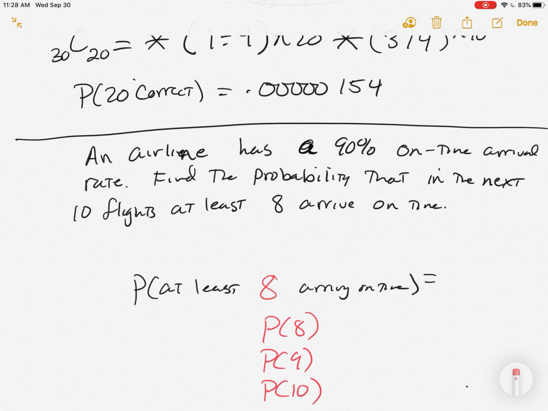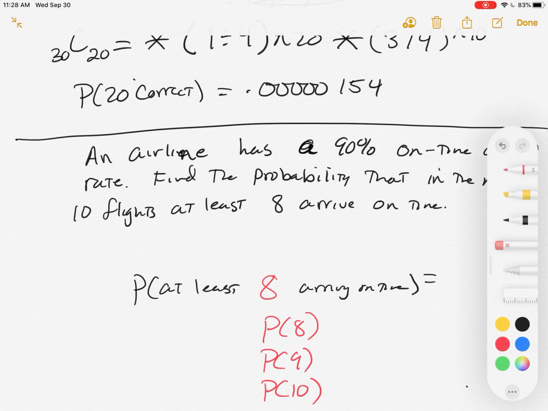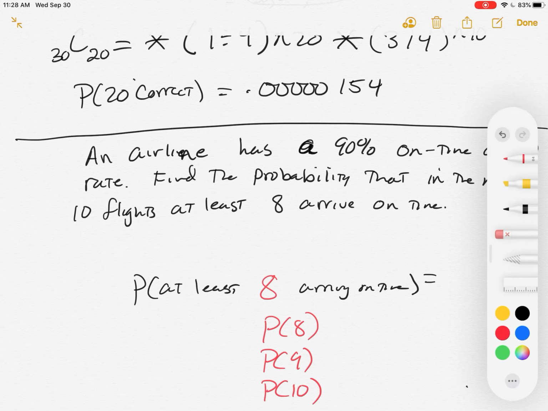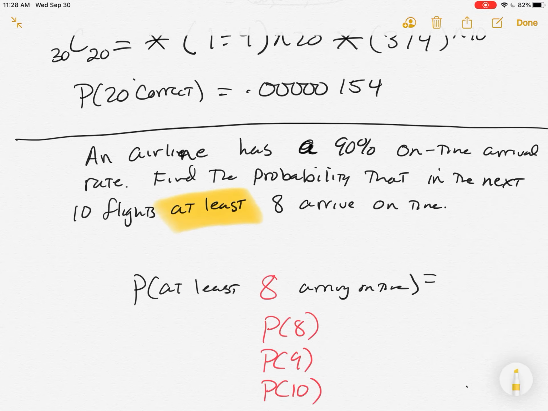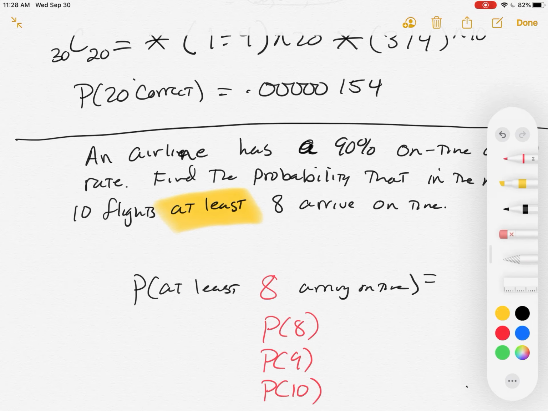You walk in with experience and you know, oh, every time it says at least, I've got to do more than one calculation. If it says at most, it's that number and lower. And you'll have those in the homework. They won't be a big deal.